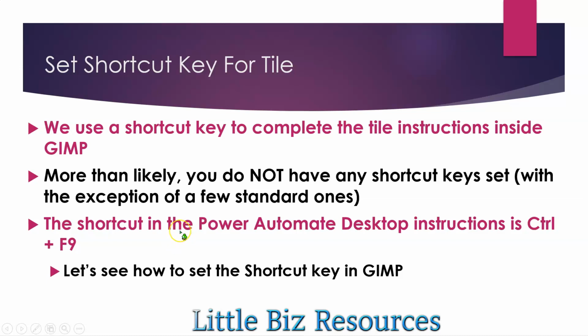All right, so we're going to use a shortcut key to complete the tile instructions inside GIMP. And more than likely, you do not have any shortcut keys set, with the exception of a few standard ones, like open and close and export, stuff like that. So the shortcut key in the Power Automate Desktop instructions is Ctrl and F9. Okay, so Ctrl F9, and that's the function keys. So let's see how to set the shortcut key in GIMP.